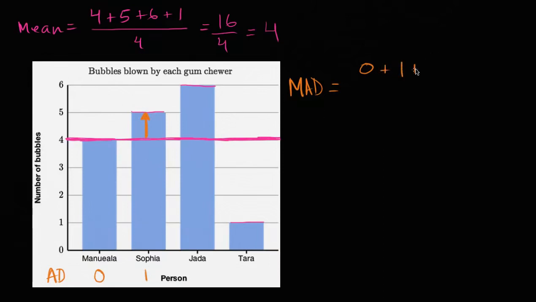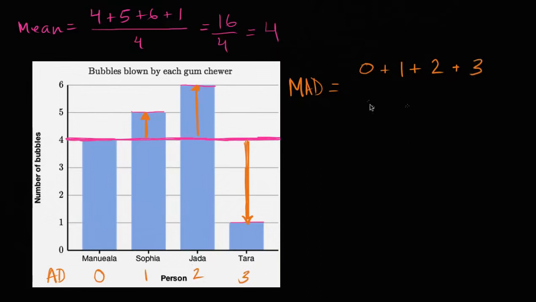And then we have Jada. How much does she deviate from the mean? We see it right over here. She deviates by 2. She is 2 more than the mean. And then how much does Tara deviate from the mean? She is at 1, so that is 3 below the mean. So once again, this was 2, this is 3. So her absolute deviation is 3.